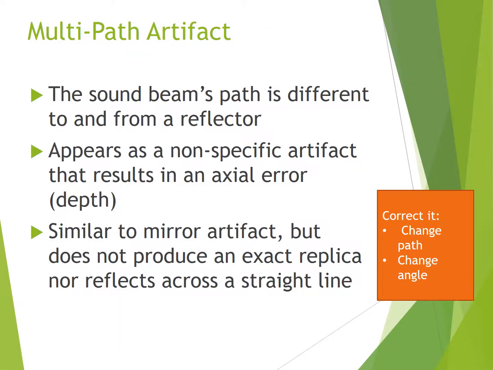So multipath artifact is similar to mirror artifact. One way that it's different, though, is that it is not going to produce that exact replica. Multipath artifact creates similar structures, but they're kind of an amalgamation of everything that it's intersecting as it's creating that multipath sound traveling. So the sound beam path is going to be different to and from a reflector. This is going to appear more as a non-specific artifact that results in an axial error or a deeper artifact. And then again, it's similar to mirror artifact, but it does not produce that exact replica. To correct multipath artifact, we're going to change the path by moving our transducer, or we're going to change the angle that we're coming in at our region of interest.